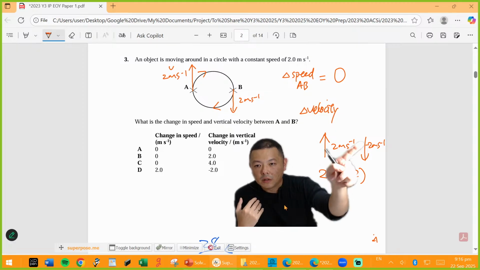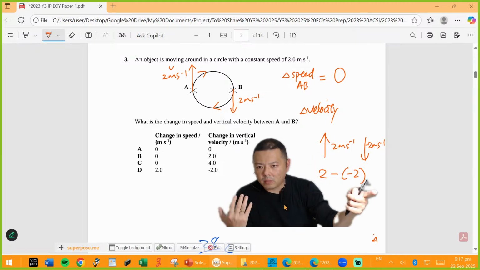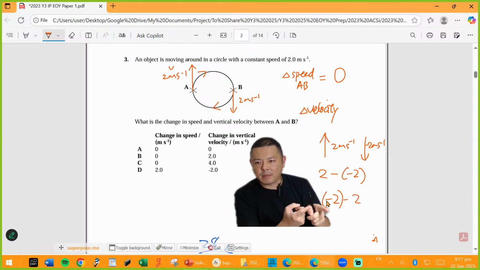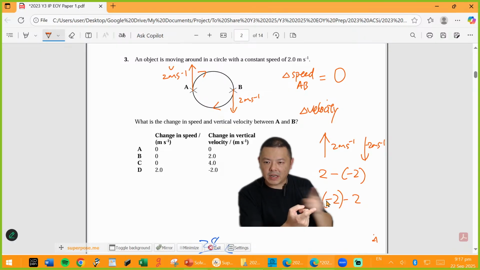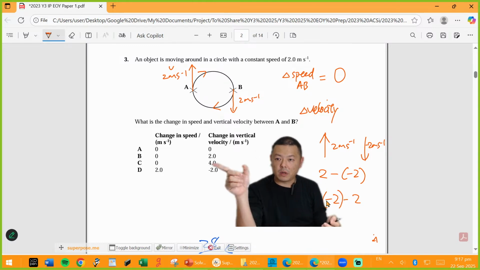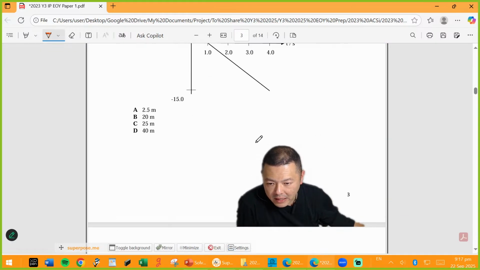Yeah. So you understand this? Yeah. So 2 minus minus 2, you get 4. Or you could have minus 2 minus 2. Let's say you take the minus 2 direction and then you minus away the initial direction 2, you end up with 4 again. Minus 2 minus 2 is still 4. Right? This is 4, this is minus 4, but the magnitude is still 4. So C is your answer here. We're good? Alright, awesome.